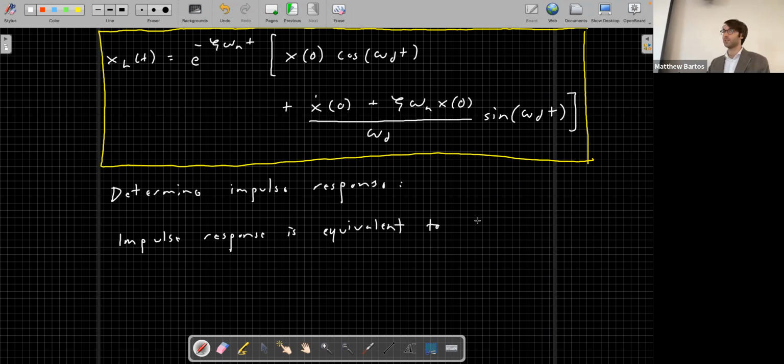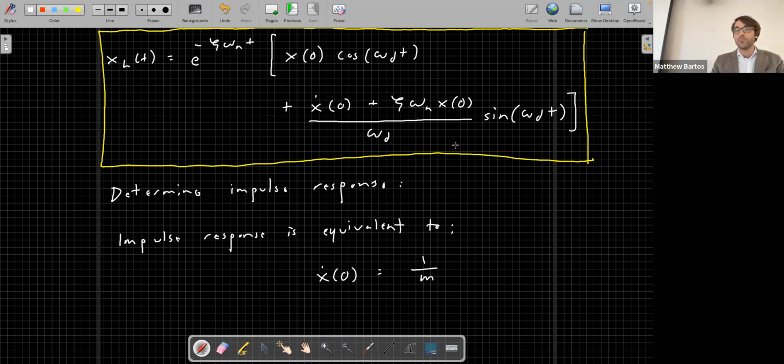For the structural system, it's equivalent to starting with some non-zero velocity. In particular, the velocity of the structure at time zero is equal to 1/m. I can post some supplementary material for how this happens, but you can essentially think of the impulse response as being equivalent to starting with some non-zero velocity.